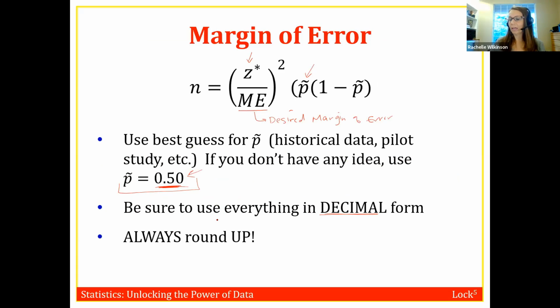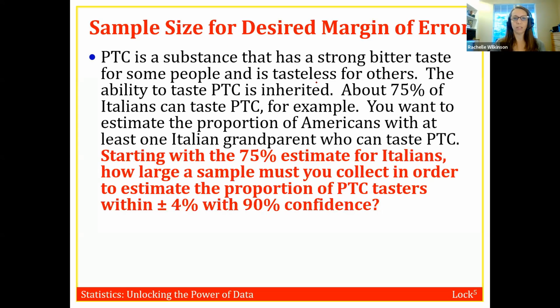So looking back at my formula here, I can see that I'm going to need Z star, which is based on my level of confidence. I'm going to need to know my desired margin of error, and I need to know my P tilde. So I like to write all those things down ahead of time. Once you write all those down, it's just a matter of plugging in and solving.